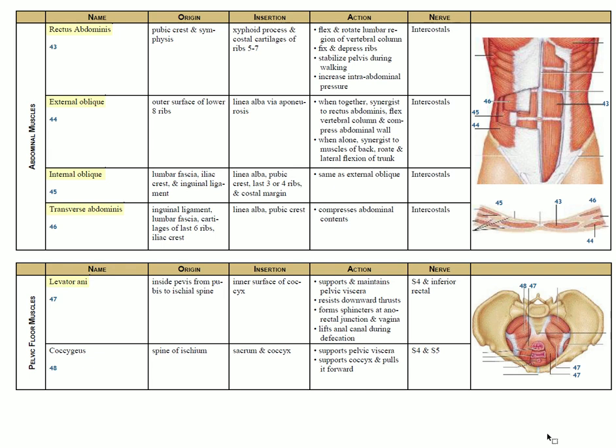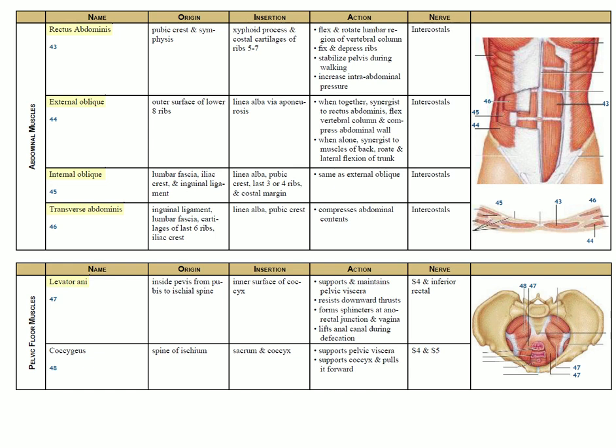43 through 46 are all abdominal muscles. So the rectus abdominis, that's our six-pack. Number 43, right there. Rectus abdominis, six-pack. It helps to flex, rotate lumbar region, fix and depress ribs, stabilize pelvis during walking, increase intra-abdominal pressure. Basically, they curl like you're doing a sit-up, right? You do sit-ups to try and make a six-pack. Those are our rectus abdominis muscles.